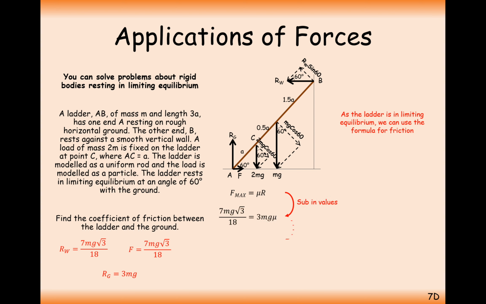So now we can just divide one by the other. Both of these terms have m in them, so the m's cancel out. And g's are also in both of them, so we can cancel g's out. So we get 7 root 3 over 18 equals 3 mu, and then dividing by the 3, we get 7 root 3 over 54. As a numerical value, that's equal to 0.22. Lovely, so there we are.